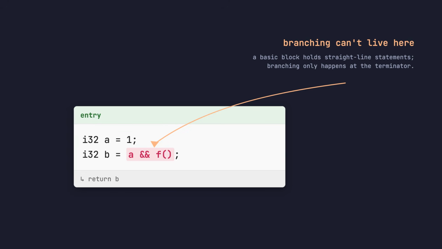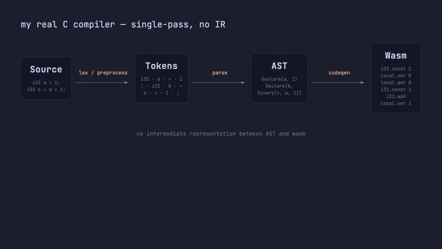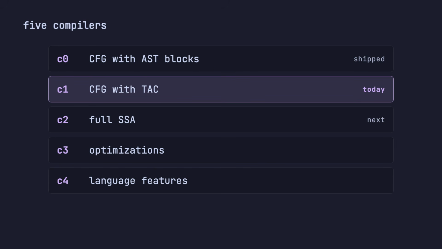Today, we fix that. My real C compiler doesn't use SSA. I built it without an IR because a single-pass typed AST design, aside from the occasional irreducible control flow, fits C and WebAssembly almost like a glove. But every other serious compiler uses SSA, and I want to know if I'm missing something. So I'm building 5 toy compilers, layer by layer, to learn SSA from the ground up. At the end of the series, I'll decide whether to retrofit it.